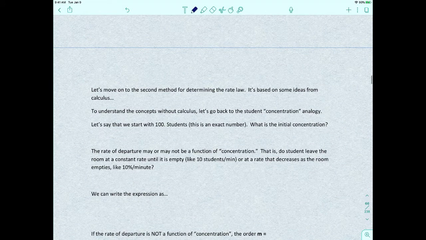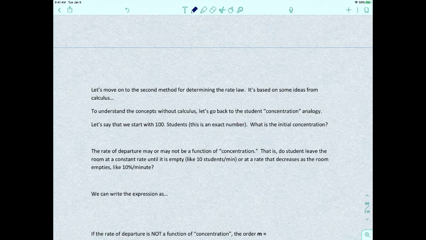So in order to understand this without calculus, I'm going to go back to an idea that we started in the first kinetics video, when we were talking about student concentration and measuring students leaving the room. To keep things simple, let's say we start with 100 students this time. We know it's exact. We can count that there are exactly 100 students, so it's 100 with a decimal point. We know that's an exact number.